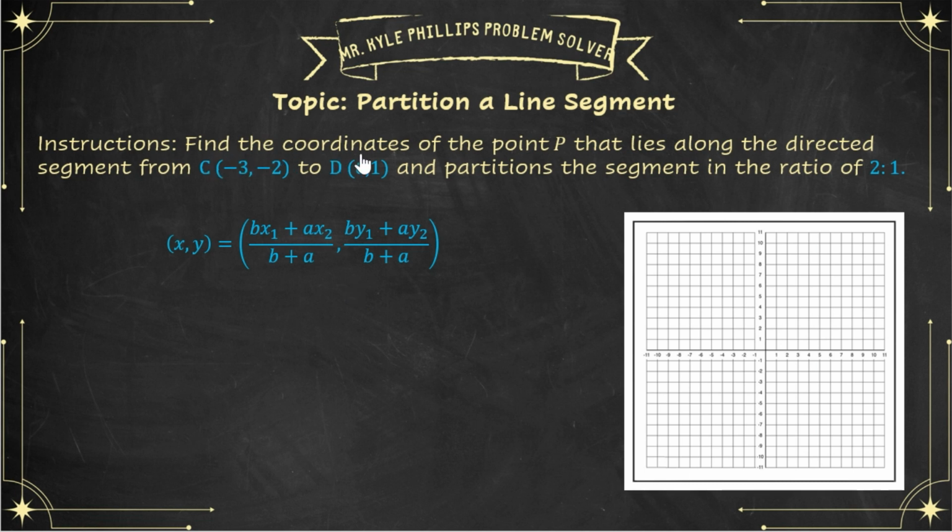Here they say find the coordinates of the point P that lies along the directed segment. So all that means is they're giving us a line from -3, 2 to 6, 1 and partitions the segment in the ratio of 2 to 1. Okay, that sounds like a lot, but it's not too bad.